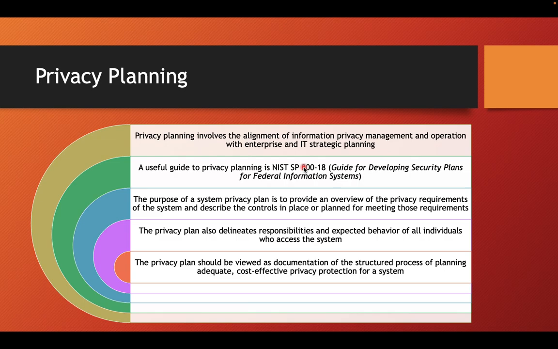Privacy planning. Okay, in privacy planning, you must involve alignment of information privacy management and operations with the enterprise and the IT strategic planning. You must have an alignment of the information privacy management and the operations of the enterprise with the IT strategic planning. Then you must also have a useful guide or guidelines to privacy planning, as given by the Guide for Developing Security Plans for Federal Information Systems in NIST SP 800-18.